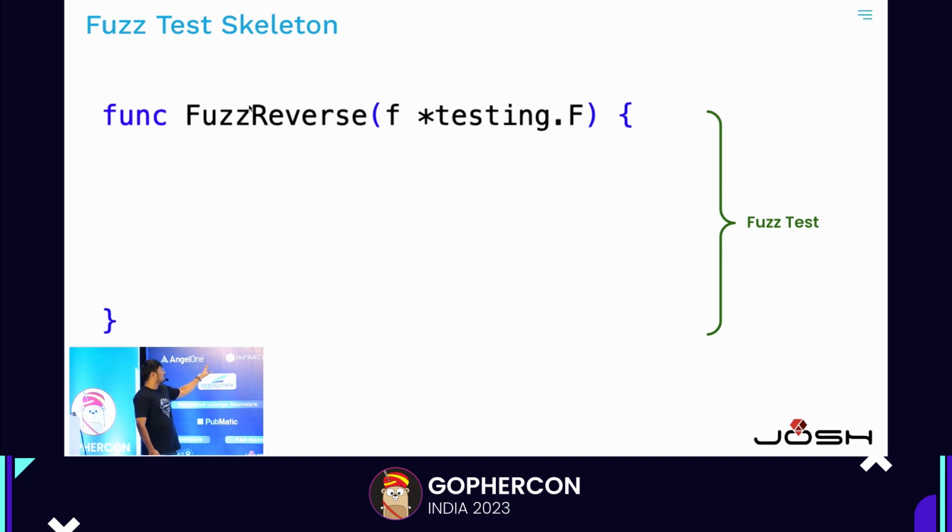So you just have to start your test name with the Fuzz keyword instead of Test or Benchmark. And you need to pass a testing.F argument to your function. So this is a basic skeleton of how a fuzz program should look. And all the fuzz tests should also exist in an underscore test file, like our unit tests.